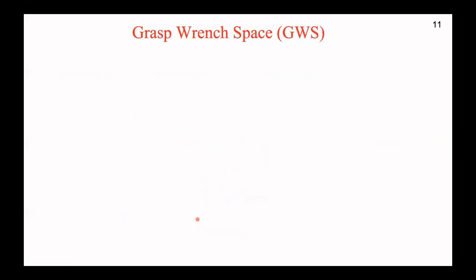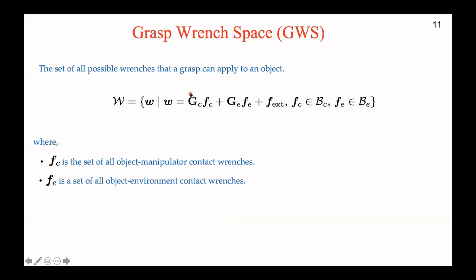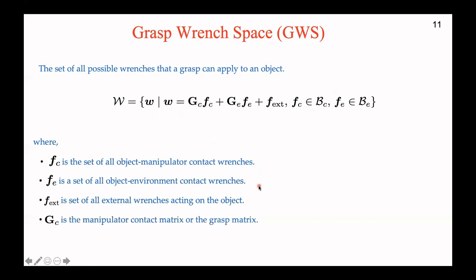The concept of grasp wrench space has been used extensively to quantify grasps. In our paper, we provide a more general definition of the grasp wrench space. It is a set of all possible wrenches that a grasp, including the manipulators, environment, and external wrenches, can apply to an object while satisfying all the related constraints. Mathematically, this set can be expressed as follows, where FC is the set of all object manipulator contact wrenches, FE is the set of all object environment contact wrenches. Both FC and FE have to satisfy the friction cone constraints at the contacts. F external is the total external wrench acting on the object. GC is the grasp matrix, and GE is the environment contact matrix. Note that the grasp wrench space defined above is a convex set and includes the origin 0.